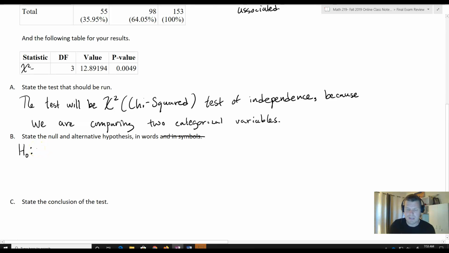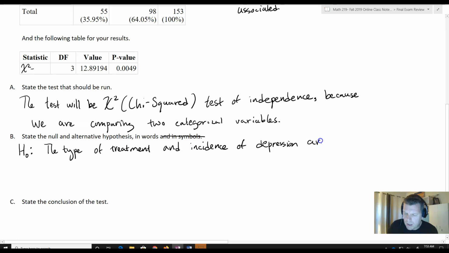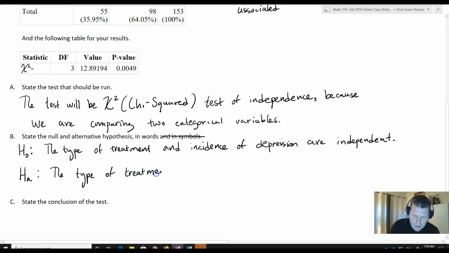So what I do is I write what my variables actually are. So this would be the type of treatment and incidence of depression are not associated, or are, I like to use are independent. That is, they are not associated. You can use not associated too. HA, the type of treatment and incidence of depression are dependent.